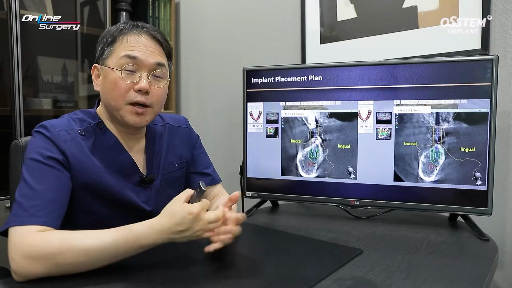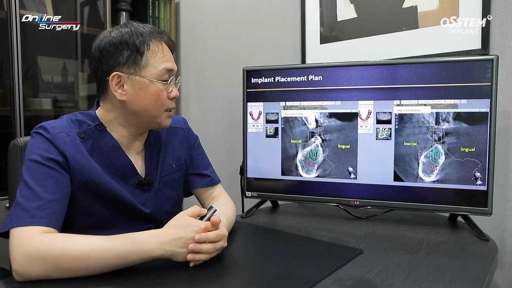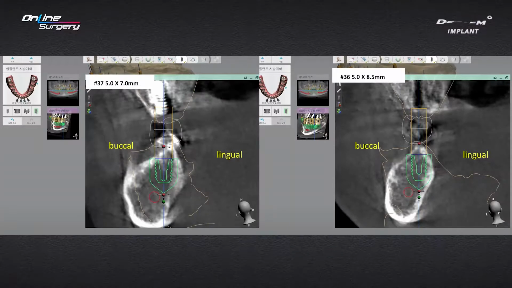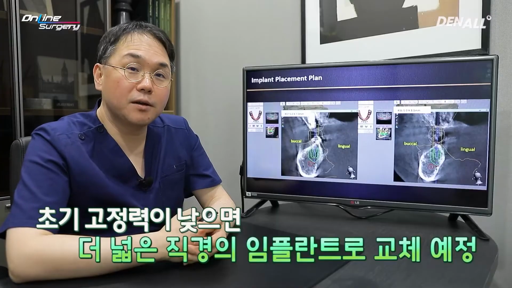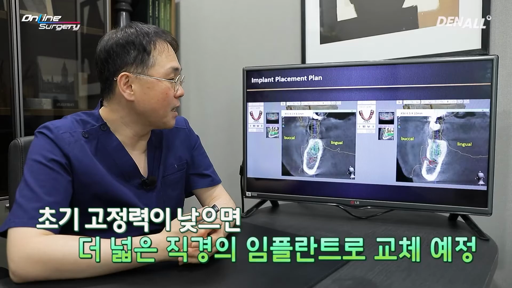When you look at the plan using OneGuide, you should not only focus on where implants should be placed, but on the bone quality as well. As shown in number 37, the crestocortical bone is very thin, and below, the cancellous bone's density is very unfavorable. I thought I would not be able to get good primary stability, and if primary stability is not good, I'm going to change to a bigger diameter implant.